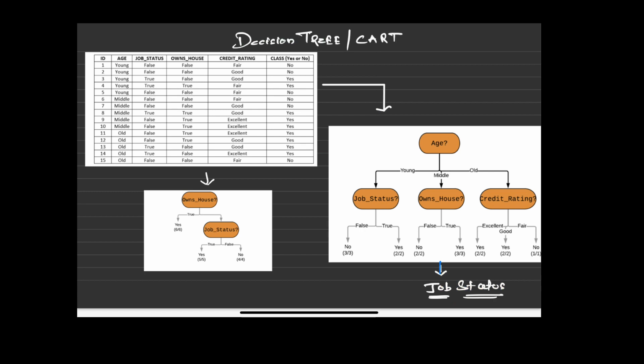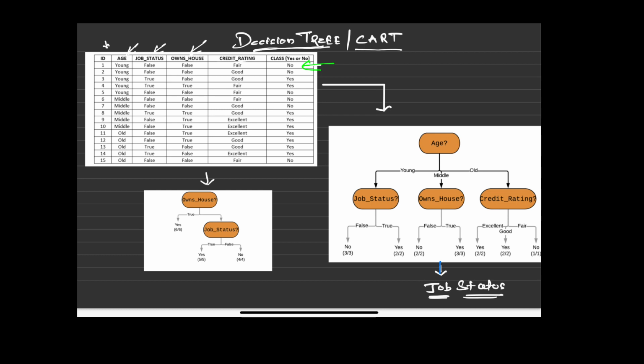Now, before entering into random forest, we also need to understand something called a decision tree. Okay, so you can see there is certain data that we have. We have the age of a person, the job status of the person, whether the person owns a house or not, and the credit rating, and then you have to classify whether you will lend a loan to that person. It could be yes, it could be no.